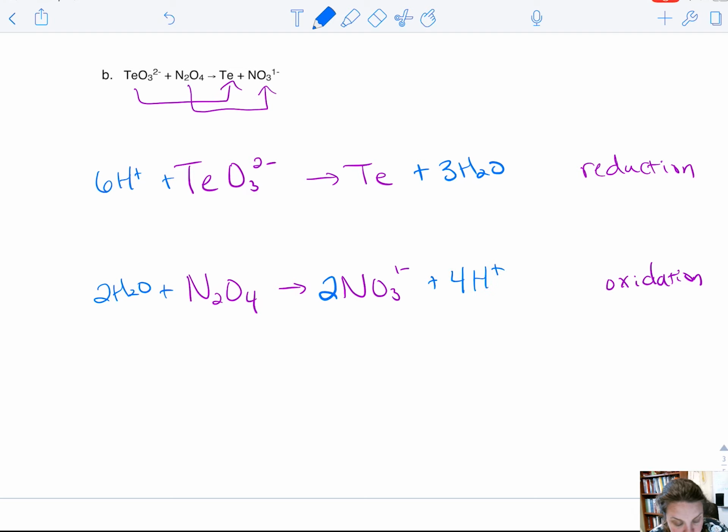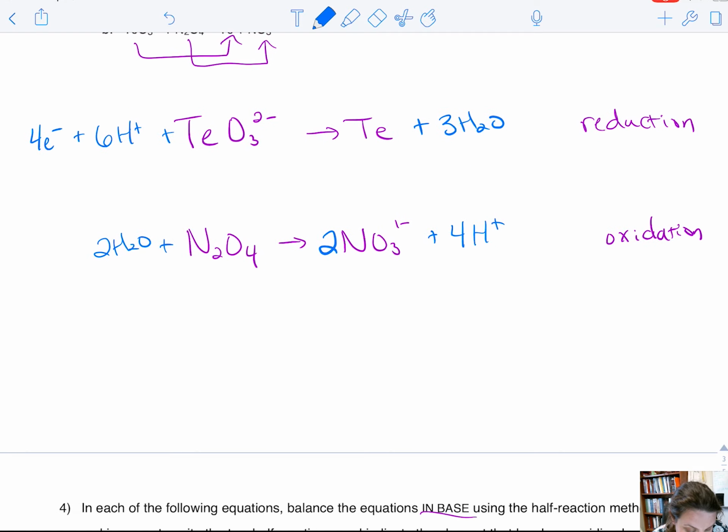Next, we balance our charge. In the top equation, we have a +4 on the left and then a 0 on the right, so we have an excess of +4. So we need to add 4 electrons, and that will give us a 0 charge on the left, 0 charge on the right. In the bottom one, we have 0 net charge on the left, and we have a net charge of +2 on the right, so we need to add 2 electrons here. That would give us 0 on both sides. Then if we look, we have 4 electrons in the top equation, 2 on the bottom, so we need to multiply the bottom equation by 2.